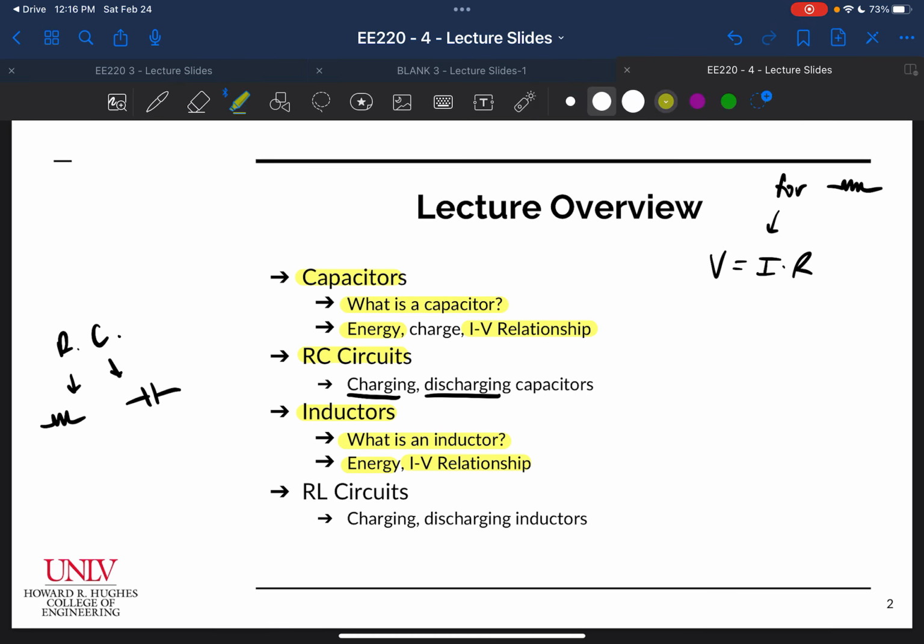And then, if it wasn't obvious enough, what would be next? RL circuits, which are circuits that contain a resistor and an inductor, which the symbol looks like that. It's not a zigzag, it's more coiled or rounded, like a spring kind of looking thing. Okay, and so that's the overview for this lecture.